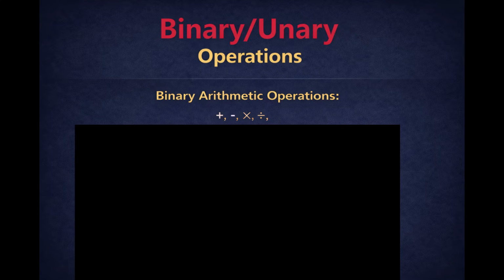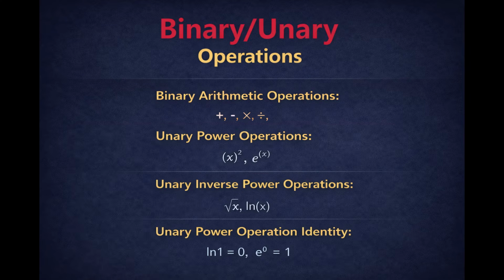Without binary operations, there is no algebra, no equations, and no structure. But binary operations alone are not enough. To fully describe growth, transformation, and symmetry, we need a different kind of operation, unary operations. Unary operations act on a single input. One important class is unary power operations, such as squaring a number, or applying the exponential function.